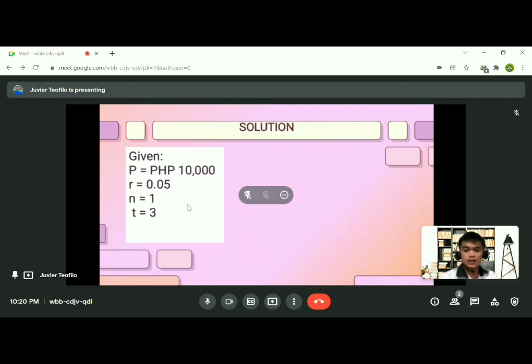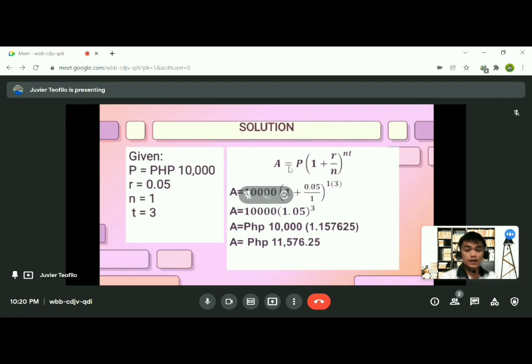So let's use the given formula. A is equal to P times the parentheses of 1 plus R over N to the power of N times T. Substitute this given formula. Here we have 10,000 times the parenthesis of 1 plus 0.05 over 1 to the power of 1 times 3. So 1 times 3 is equal to 3. If you solve this in the parentheses, the 1 plus 0.05 over 1 is equal to 1.05.